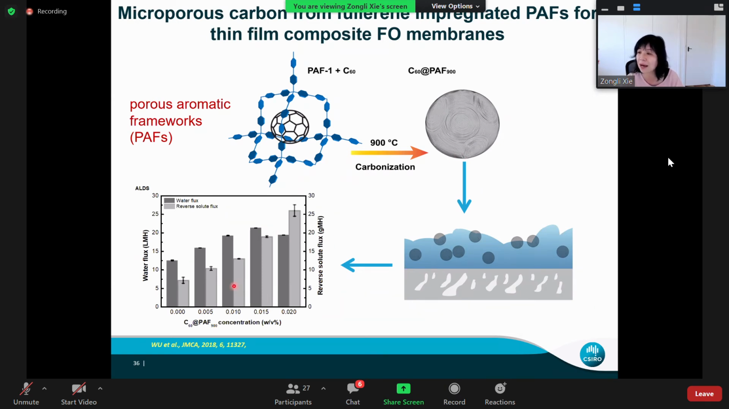It still maintains the high surface area of the puff, but it's more like a carbon-like structure. So what we have demonstrated in this work is that we just add in a very, very tiny amount of this nanoporous material. We are able to dramatically improve the membrane water flux and also reduce reverse solid flux.